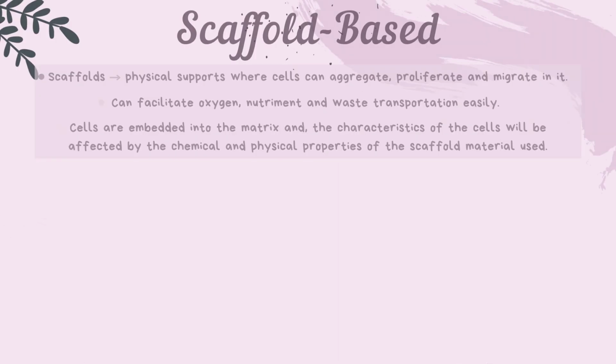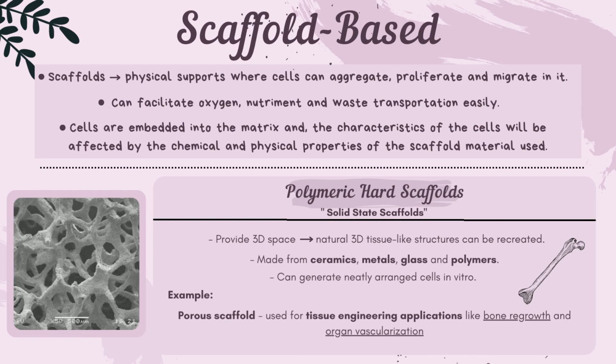In scaffold-based techniques, scaffolds function as physical supports where cells can aggregate, proliferate, and migrate. Their properties allow them to facilitate oxygen, nutrient, and waste transportation easily, and cells are embedded into the matrix. The characteristics of the cells will be affected by the chemical and physical properties of the scaffold material used.